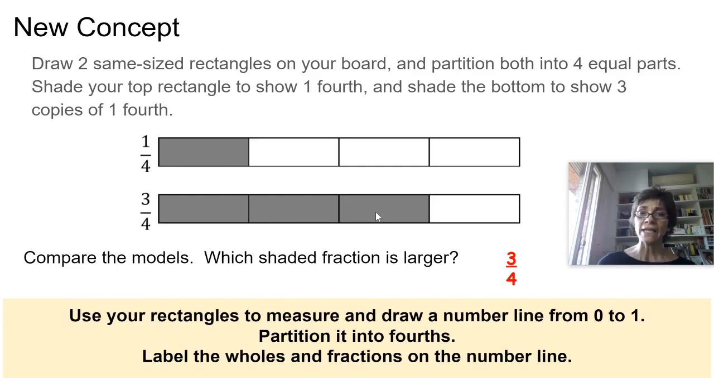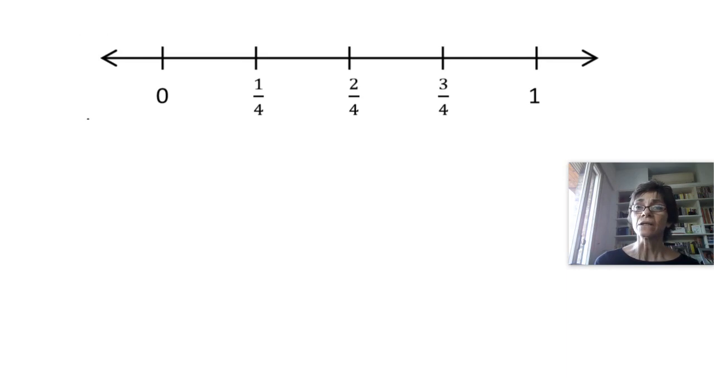Now you're going to draw a number line from 0 to 1 underneath your rectangles. Okay, so you're going to use these rectangles underneath. You're going to draw a number line that goes from 0 to 1 and partition it into fourths, just like you did with your rectangles. You're going to label the holes and the fractions on the number line just like we've been doing for quite a few lessons now. All right, so if you did it, it should look like this.